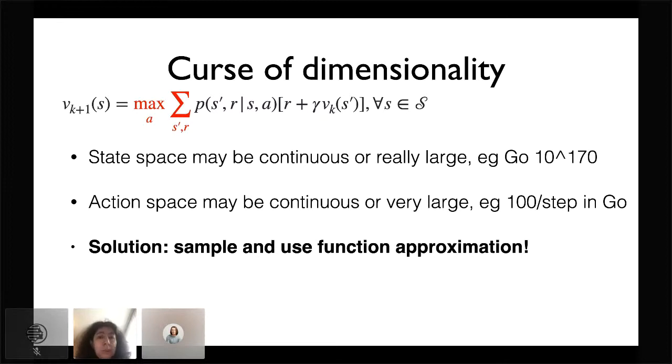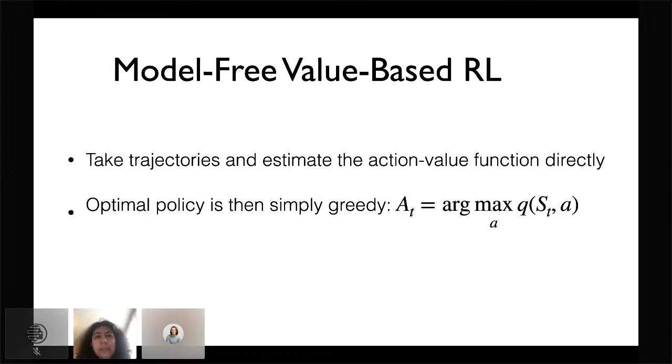We do need to do some kind of sampling in order to avoid computing full summations over all states, expectations over all states. And we also want to use function approximation in order to take information from some states and propagate it to other related states. And so this leads us to model-free value-based reinforcement learning methods, which estimate directly a value function without going through a model. Typically, they will estimate a Q function, and then the policy of the agent is simply greedy with respect to this Q function.